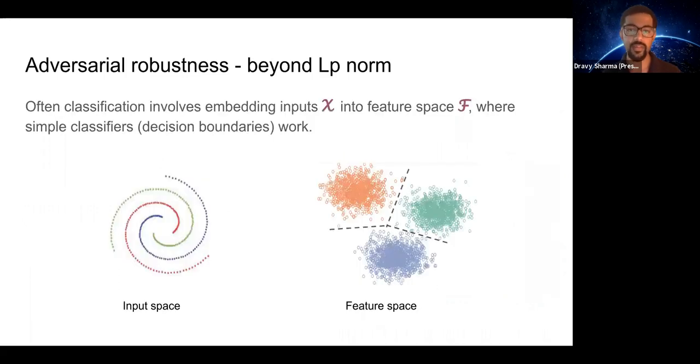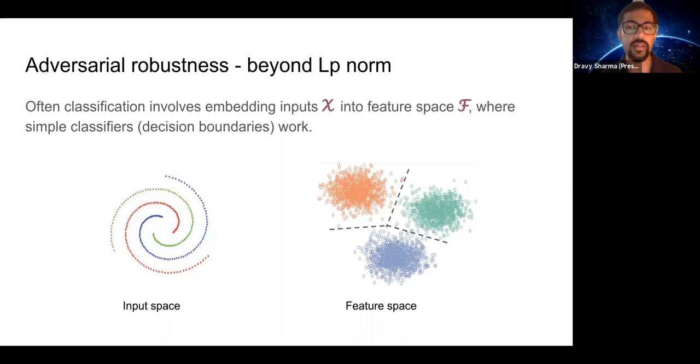Right. So now that I'm motivated beyond Lp norm models, let's try to come up with a reasonable one on our own. Let's try to motivate it. Typically, classification involves embedding inputs X into a feature space F. For example, you could use a deep net or some sort of embedding to map the inputs into a space where the inputs get well separated. And once they're well separated, you've learned this complex map, you can just apply simple decision boundaries to separate them out and get good accuracy, at least on the unperturbed examples.